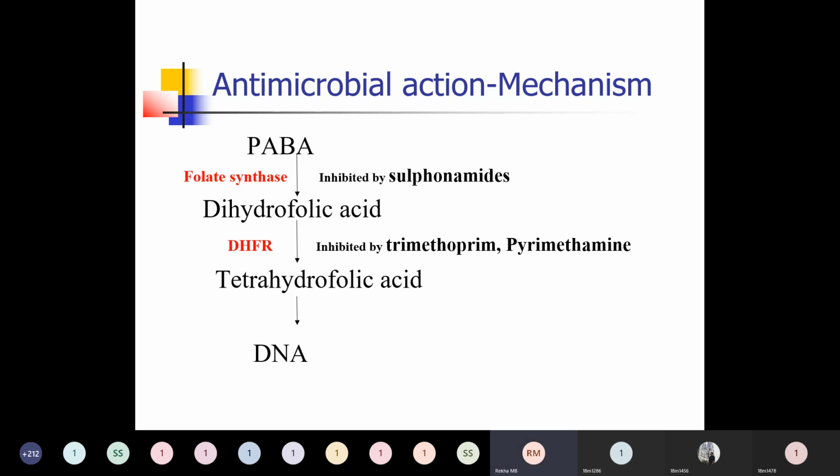Now, this flowchart will explain the mechanism of action of sulfonamides. As you can see here, the main precursor for folic acid synthesis is PABA, that is para-aminobenzoic acid. This PABA gets converted to dihydrofolic acid with the help of an enzyme called folate synthase. Dihydrofolic acid is converted to tetrahydrofolic acid, which is otherwise called folinic acid, which is the active form of folic acid, by the help of the enzyme DHFR, that is dihydrofolate reductase. This tetrahydrofolic acid is utilized for the synthesis of DNA. Now, sulfonamides inhibit the first step here, that is, they inhibit the folate synthase enzyme, and thereby they prevent the synthesis of folic acid from PABA.